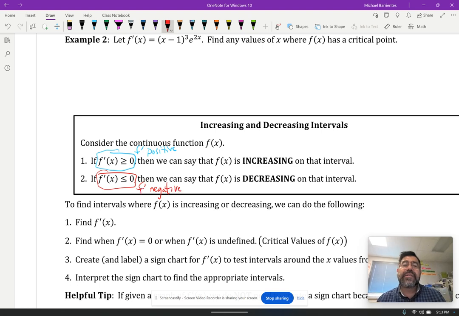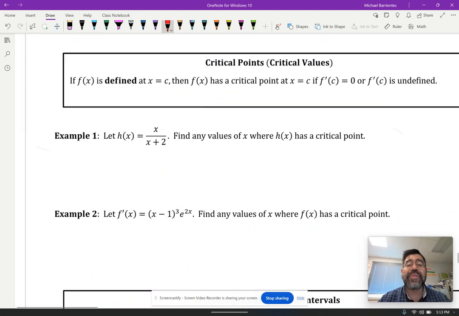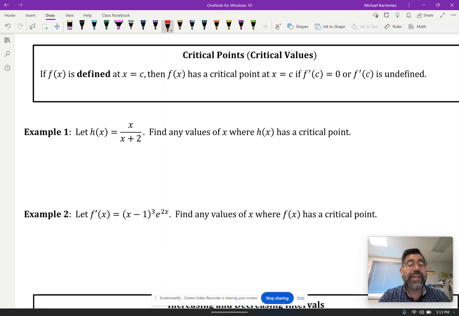But the thing we haven't talked about is how do I figure out whether it's positive or negative? Well, we look for points that are critical to us finding that, which would be points where the derivative is equal to 0. And so we're going to talk about critical points in this video and how to find them. And then we'll put those two ideas together to find intervals of increasing and decreasing without a graph.